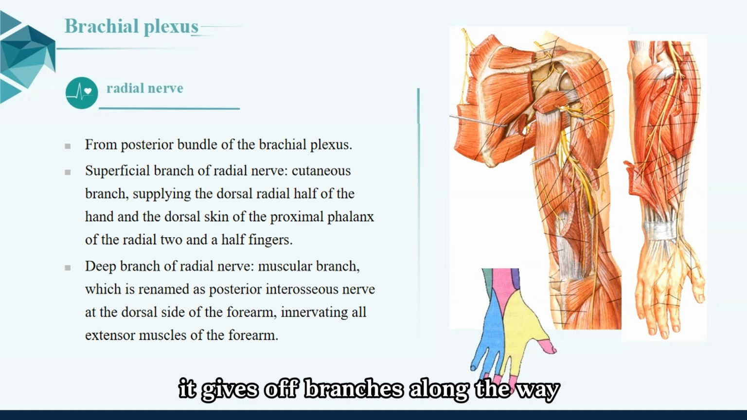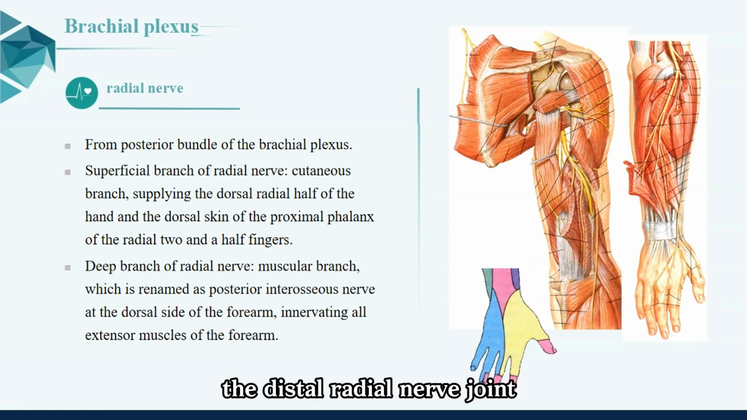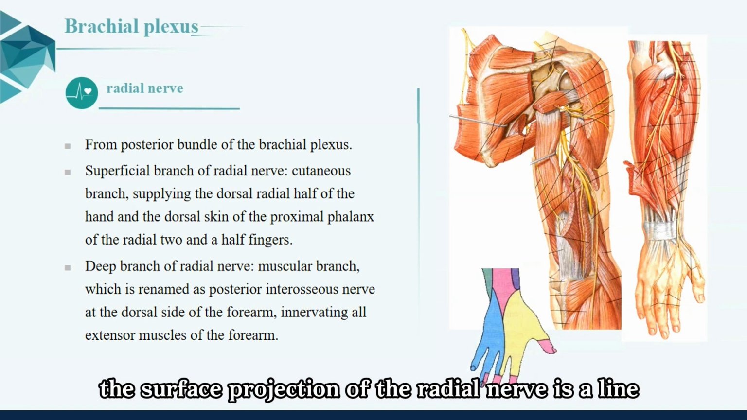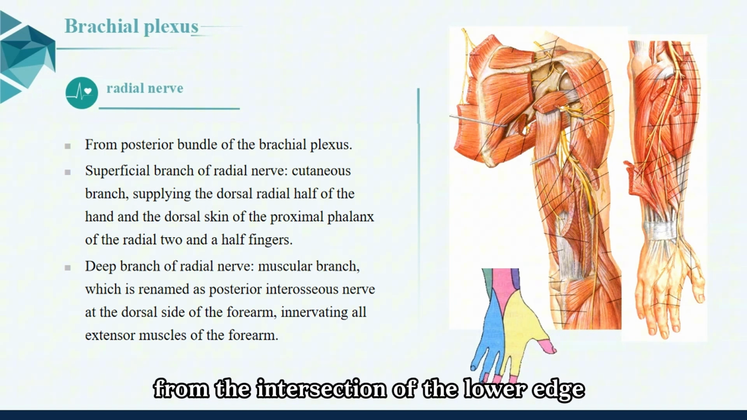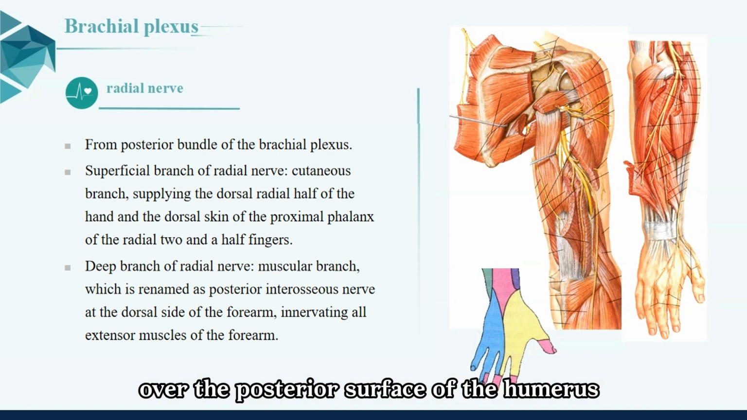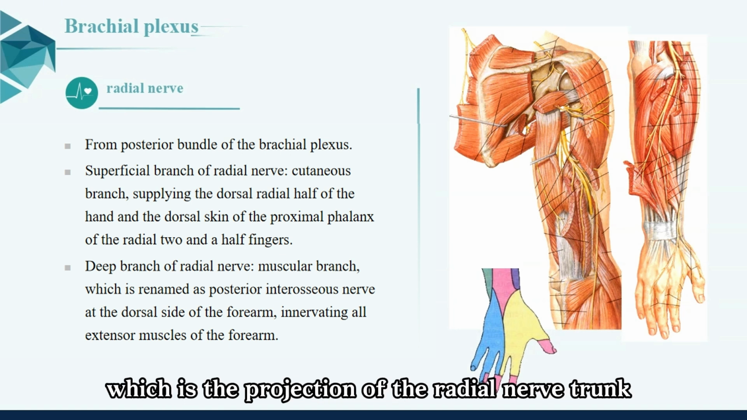It gives off branches along the way, innervating the extensor muscles of the forearm, the distal radioulnar joint, the wrist joint, and the intermetacarpal joints. The surface projection of the radial nerve is a line from the intersection of the lower edge of the posterior axillary wall and the arm, passing obliquely over the posterior surface of the humerus to the lateral epicondyle of the humerus, which is the projection of the radial nerve trunk.